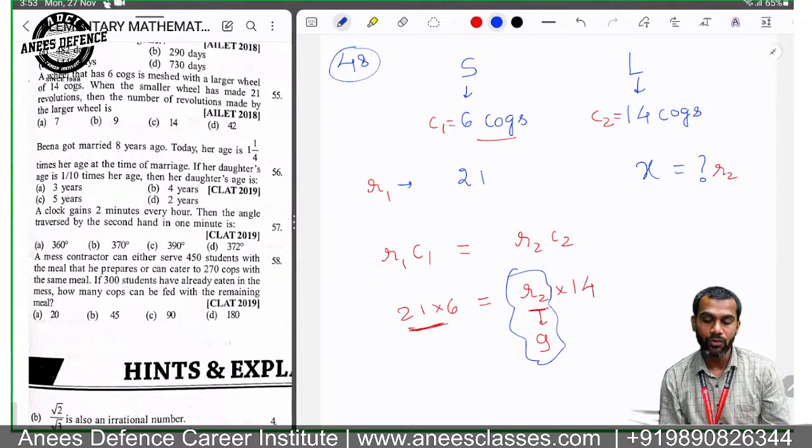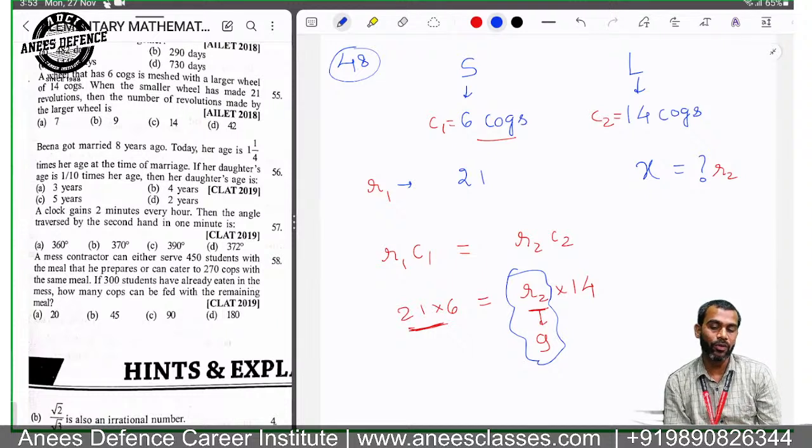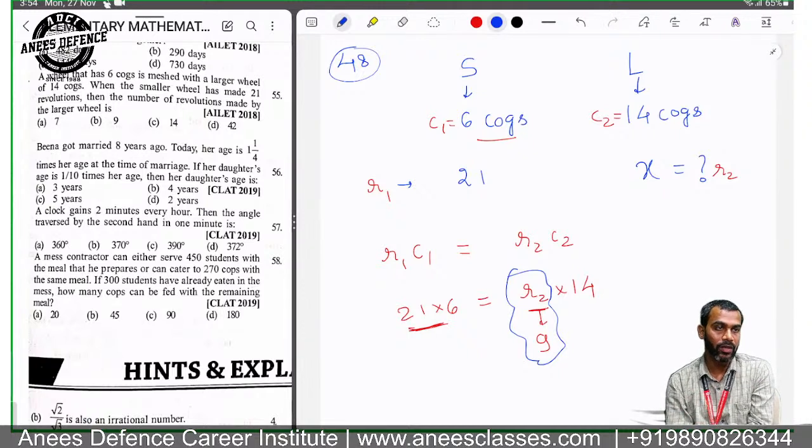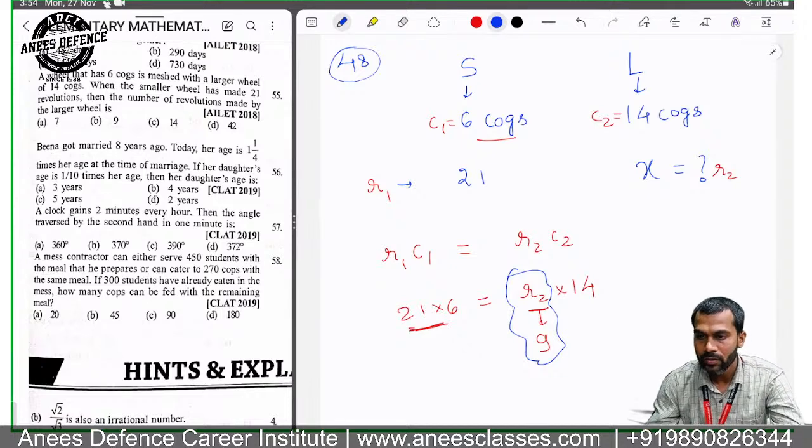Shall we move ahead? So what we need to do? Number of revolutions into number of cogs, the product should be constant. If you increase the number of cogs, revolutions will be less. Yes or no? I hope it is clear. So the answer would be 9. The product should be constant. It's like number of items into per unit cost. If you increase the number of items keeping the total expenditure constant, then if you increase the cost, the total number of items that you can purchase will be less. Yes or no? Yes, online students understood.